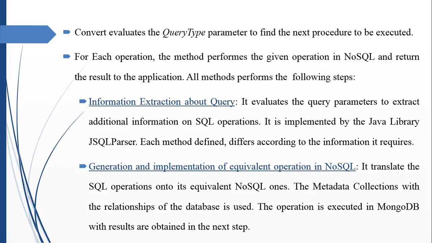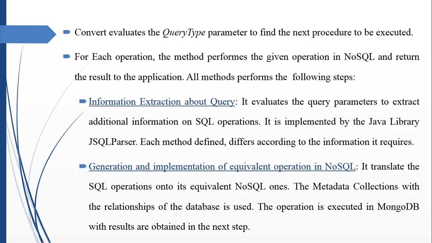For each operation, the method performs a given operation in NoSQL and returns the result to the application. All the methods perform the following three steps. First step is the information extraction about the query. It evaluates the query parameters to extract additional information on SQL operations. It is implemented by the Java library JSQLParser. Each method defined differs according to the information it requires.